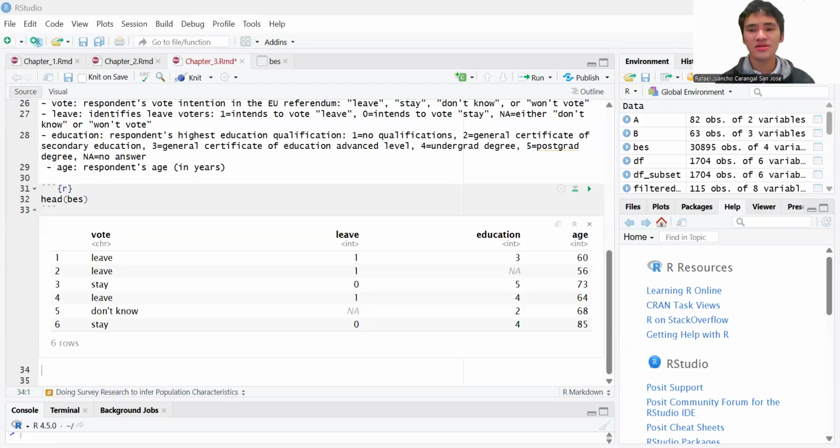Right. So putting it all together, for example, we interpret the first observation as representing a survey respondent who intended to vote leave in the EU referendum and was therefore a Brexit supporter whose highest educational qualification was the General Certificate of Education Advanced Level. So that's the British equivalent of a high school diploma, and who was 60 years old at the time of the survey.